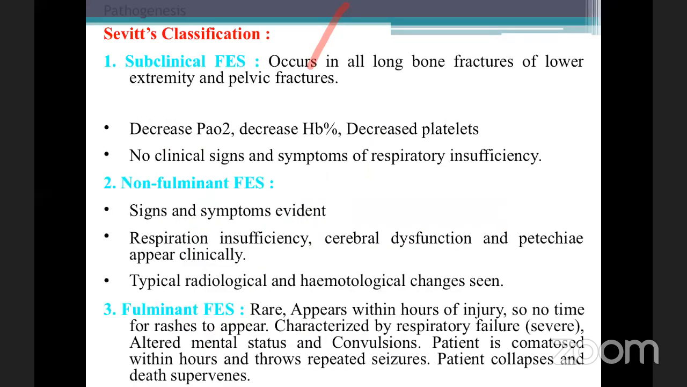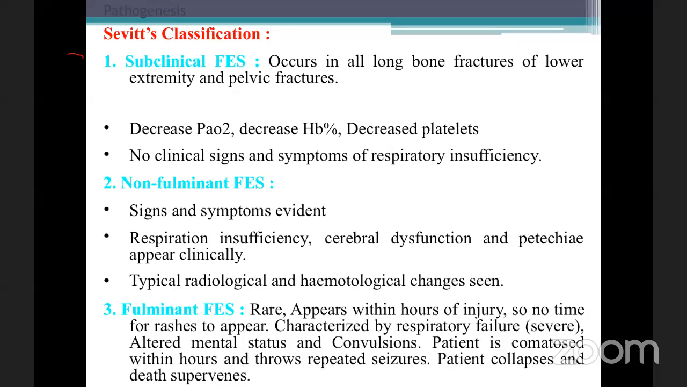Now, there are varied clinical presentations, one of which has been classified by Gurd. One is subclinical FES, which is manifested by reduced saturation, reduced hemoglobin, and reduced platelets, but there will be no clinical signs or symptoms of respiratory insufficiency. That is subclinical fat embolism syndrome.